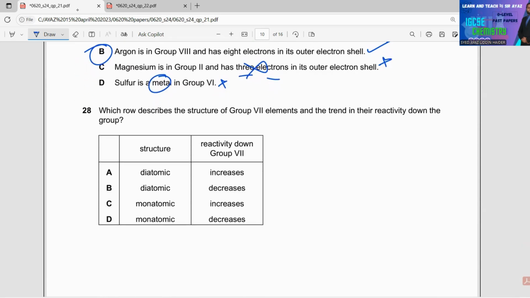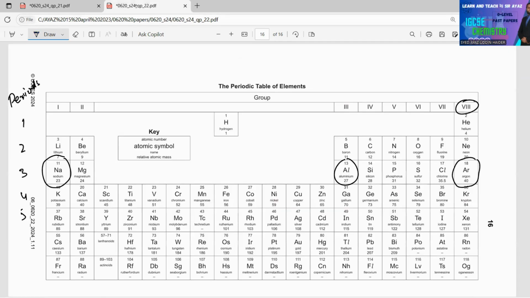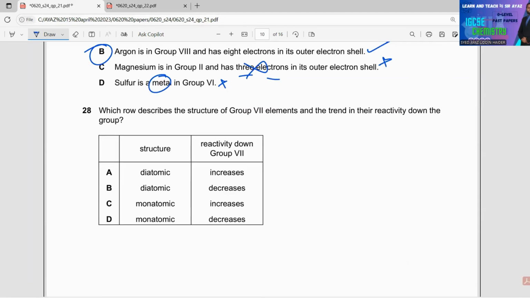28. Which row describes the structure of group 7 elements and the trend in their reactivity down the group? Group 7 is halogens, starting from fluorine and ending on tennessine. What about the structure? They all exist in the diatomic state. So either A is correct or B is correct. Both C and D are incorrect. What about the reactivity? The trend in reactivity is that it decreases down the group. So B must be the right answer in this case. A is incorrect.